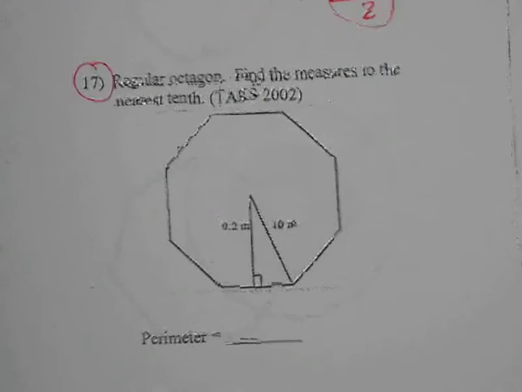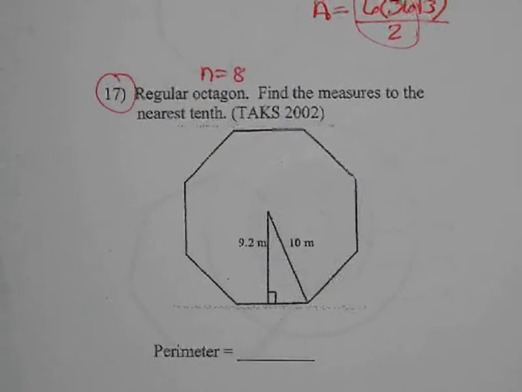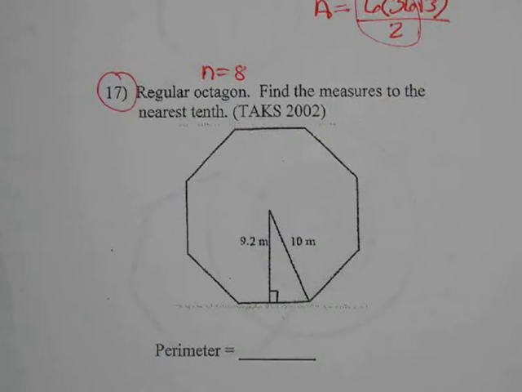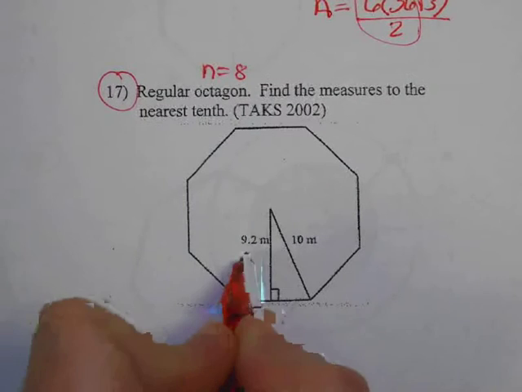All right, number 17 is a regular octagon, which means I have 8 sides, so my n in this problem is 8. We're going to find the measures of the perimeter and the area to the nearest tenth. So looking at this problem, I'm like, oh, it's a regular polygon. I could use the area of regular polygon formula, and I kind of need to follow the format of finding all the missing pieces. The apothem is already given to us.